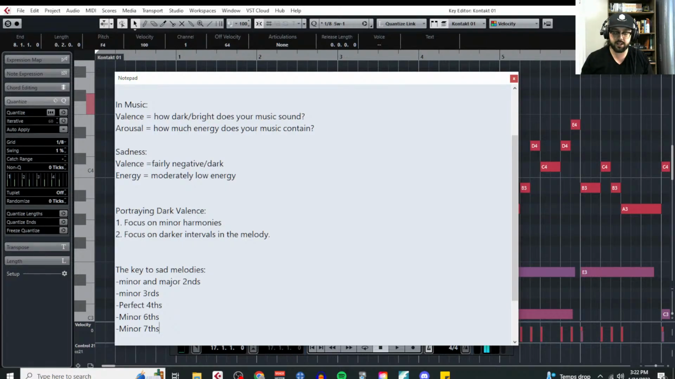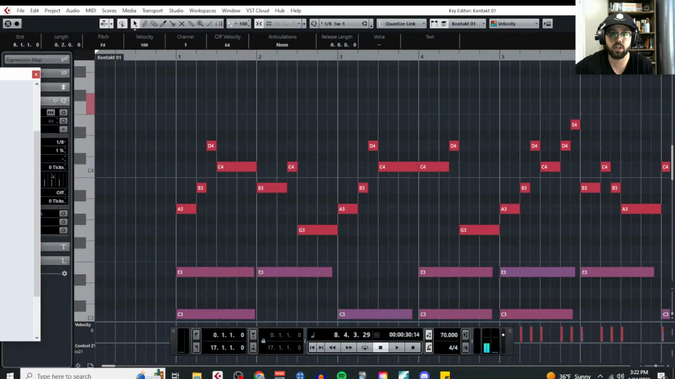We have a minor second. We have a major second. We have a minor third. We have a perfect fourth. We have a minor sixth, which is, oops, that's a major sixth. We want a minor sixth. There we go. And then we want a minor seventh. So these are the intervals that we want to try and emphasize in our melody if you want to make it a bit darker.